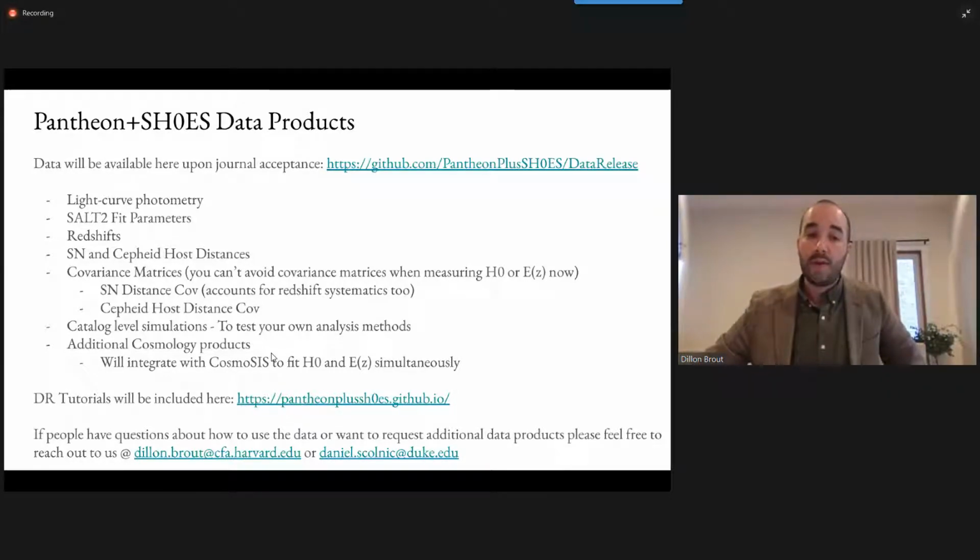And then finally, we'll be releasing cosmology products like chains and likelihoods that you can get simply from public codes like Cosmosis. So with that, if anyone has any questions about how to use the data when the time comes, or if they would like to request additional data products that we don't have listed here or haven't released when we do, please do feel free to reach out to us.